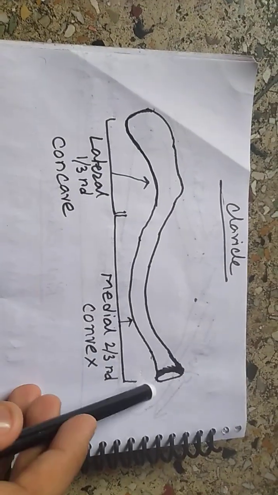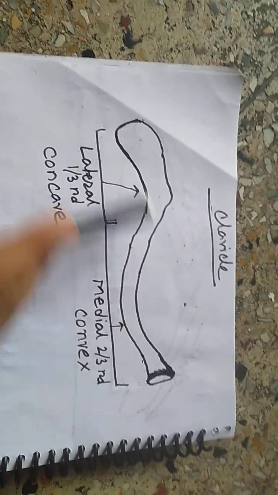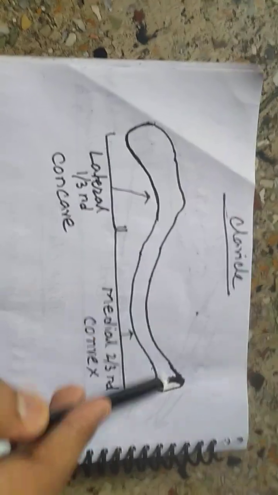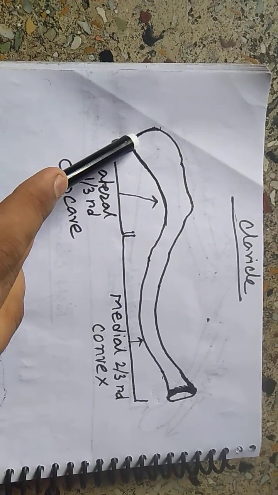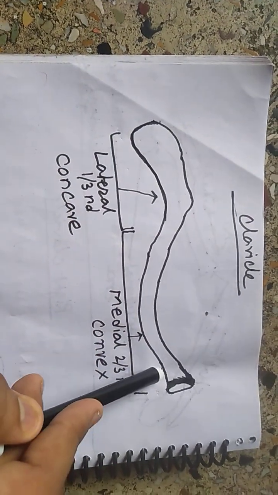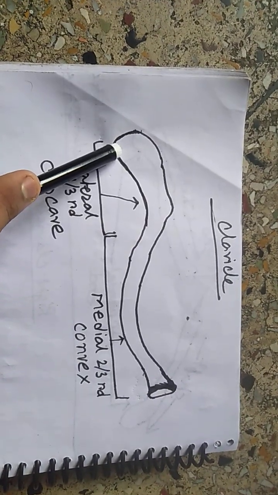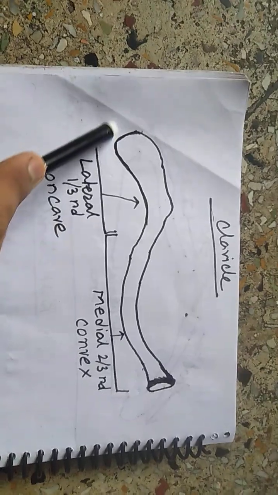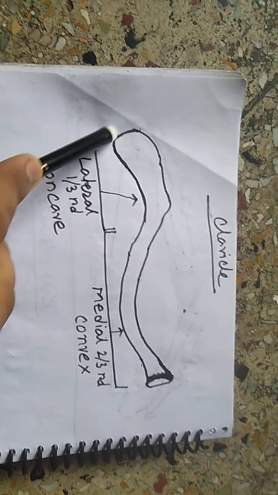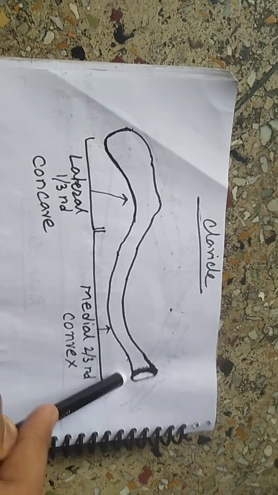This is the diagrammatic view of the clavicle. The clavicle has two ends and the shaft. Two ends: this is the medial end and this is the lateral end. How can we determine the medial end and lateral end? The medial end is large, broad and quadrilateral, and the lateral end is a flattened part. It's a flat structure. The lateral end is a flat structure and the medial end is broad, large and quadrilateral.